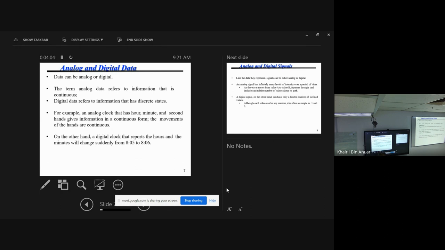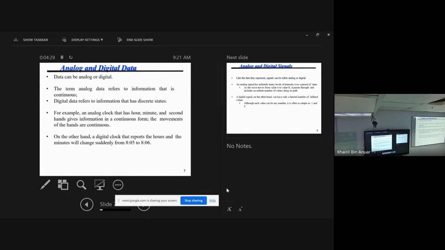For analog, usually we call it continuous. So the signal is usually a continuous one, whereas for digital, usually what we call a discrete signal. So analog means that you can have any level of signal, whereas for digital, you can have some specific levels only.